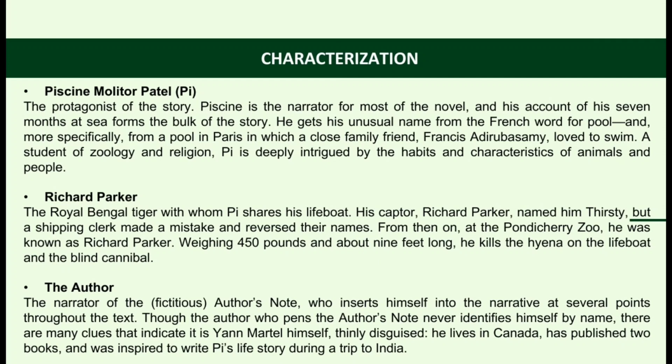Then we have Richard Parker, a Royal Bengal tiger with whom Pi shares his lifeboat. The tiger was named Thirsty, but a shipping clerk made a mistake and reversed their names. From then on at the Pondicherry Zoo, he was known as Richard Parker. Weighing 450 pounds and about 9 feet long, he kills the hyena on the lifeboat and the blind cannibal. Richard Parker is initially Pi's greatest fear and threat, but over time, they develop a strange coexistence in the lifeboat.